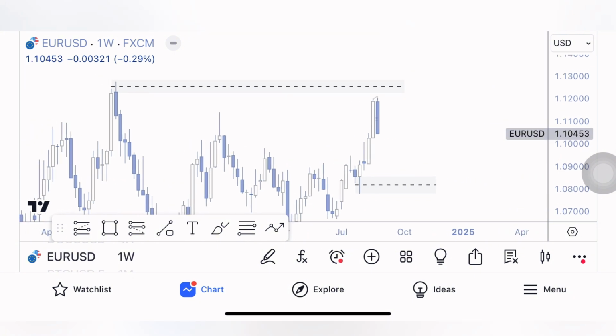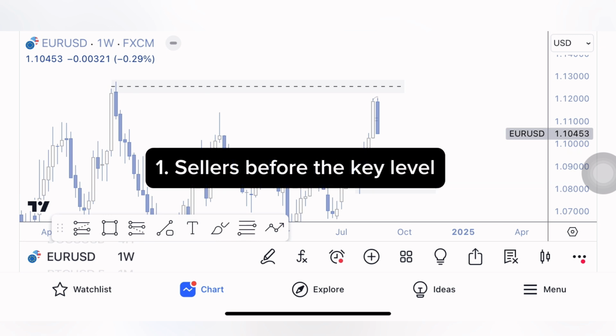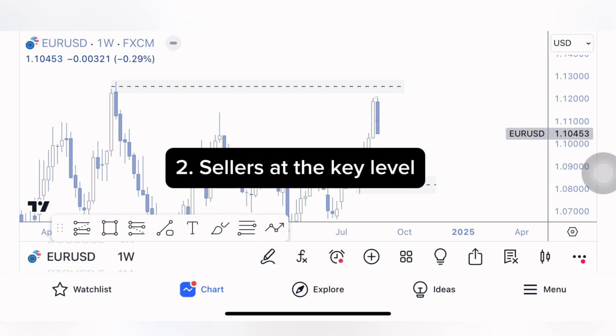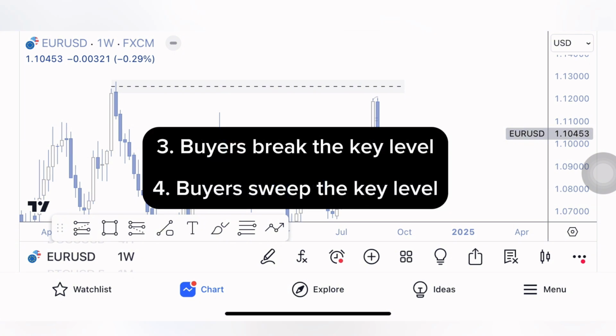Once you've spotted them, there are 4 things that can happen around a key level on the weekly time frame. The first one is price could start selling before the key level, or price can sell when it gets into the key level. The third is price could break the key level, and the fourth is price could sweep the key level.